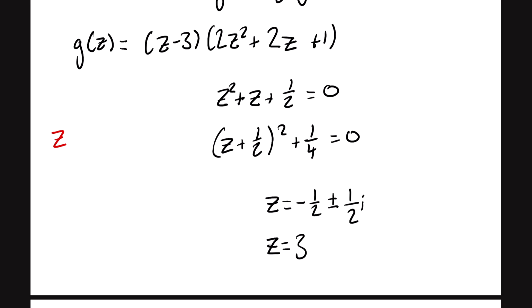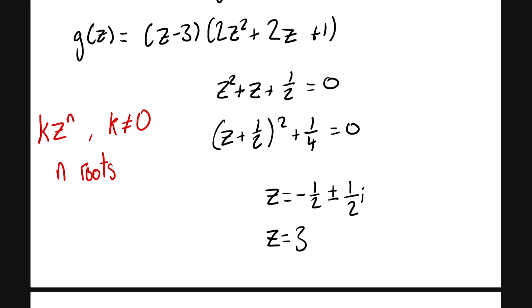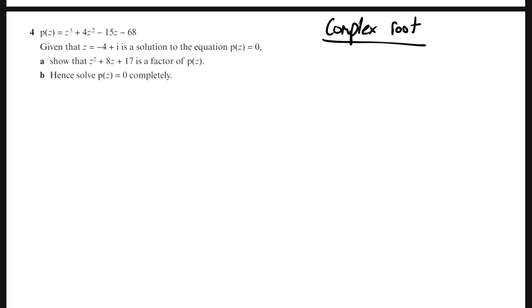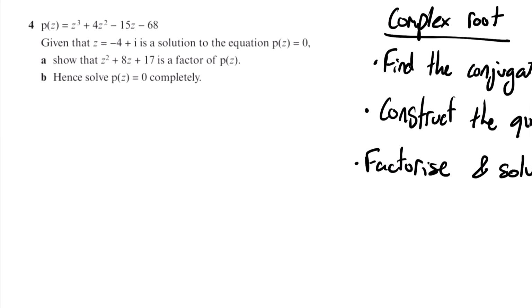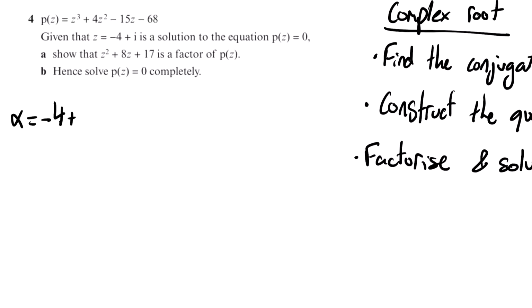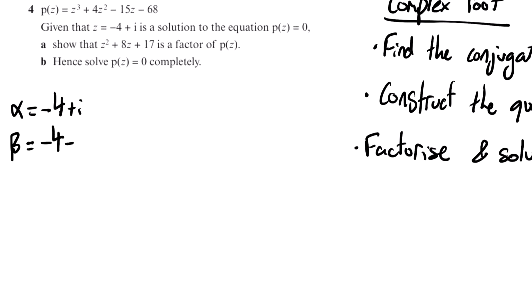So the highest power of a polynomial which has a non-zero coefficient, n, the solution to that polynomial will have exactly n roots. Not all of them have to be real. Any polynomial can be factorized into linear terms and non-reducible quadratics, which means you can't just factorize it normally. So with this question, it gives us a complex root. So for this, what we do is find the conjugate root, construct the quadratic the 2 roots came from, then factorize and solve. So here it tells us that one of the roots is minus 4 plus i, and I just called that alpha. Another root, beta, is going to be minus 4 minus i.